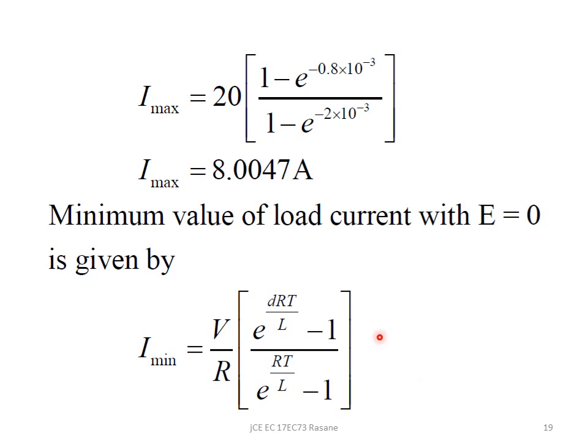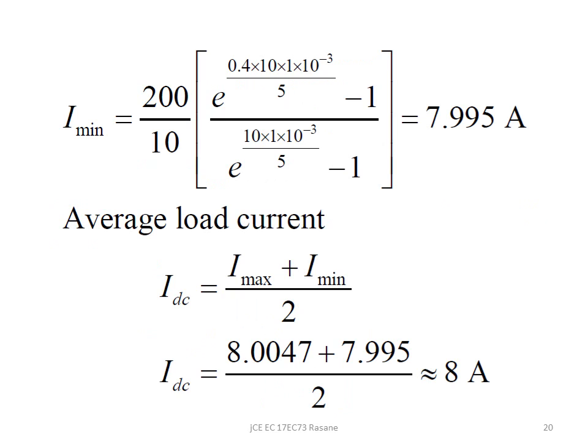Similarly, for the minimum value of the load current, with E equal to 0, the term plus E by R is gone. I will have an expression for I minimum, previously derived, as V by R into e to the power of dRt by L minus 1, upon e to the power of RT by L minus 1. It is very easy to remember the formulas. For Imax we have the E term this side, and for I minimum we have the E term on the left hand side. Substitute all the known values and I should be getting the I minimum value as 7.995 amperes.